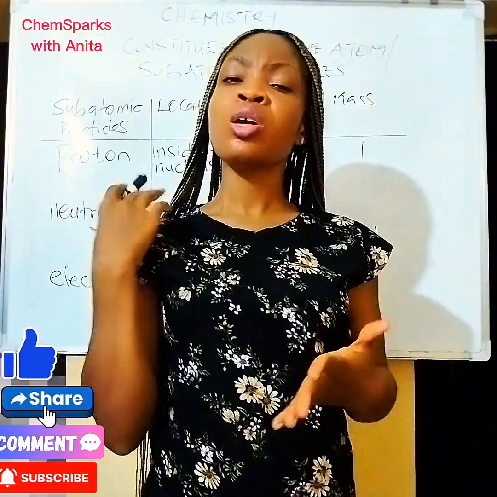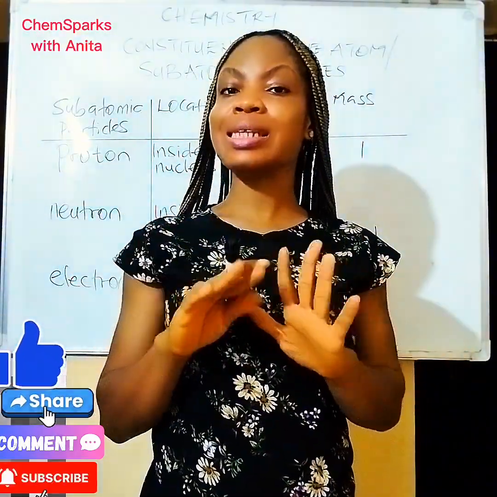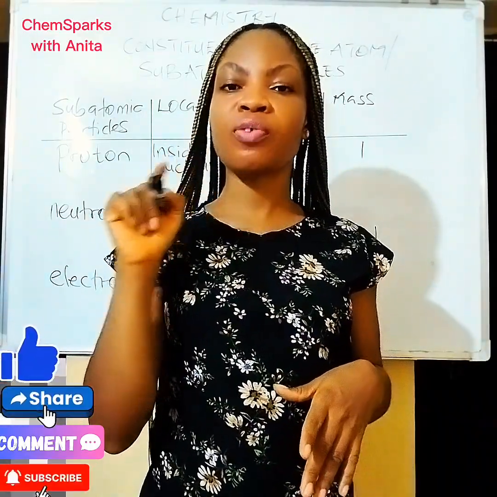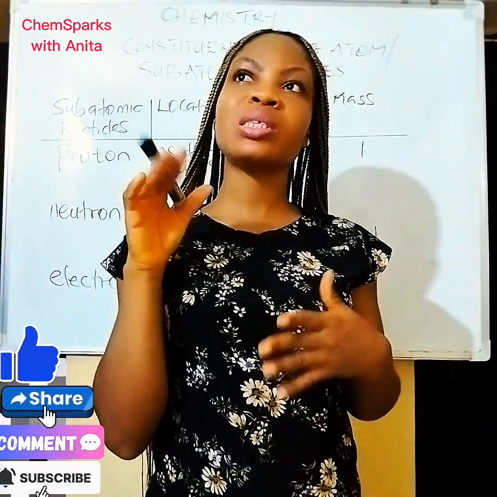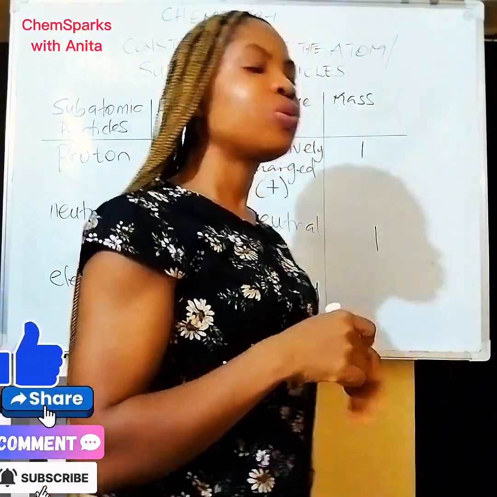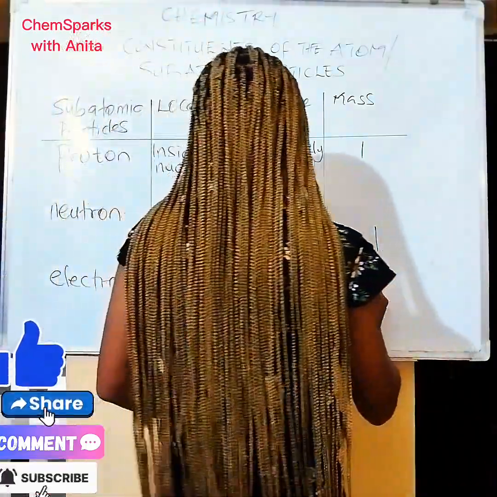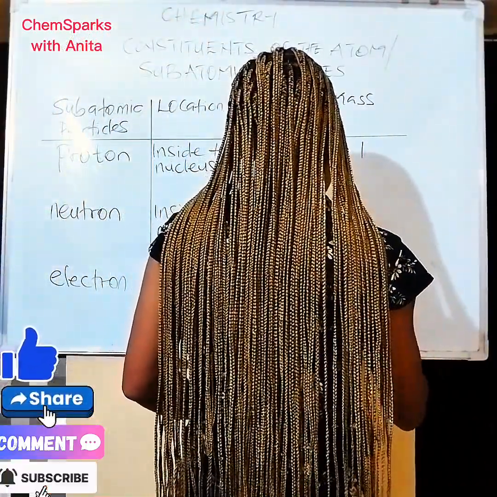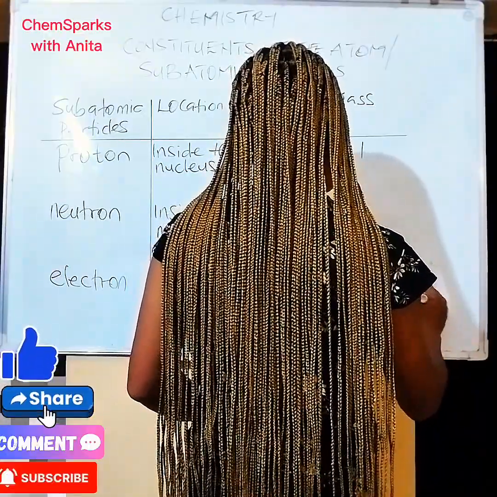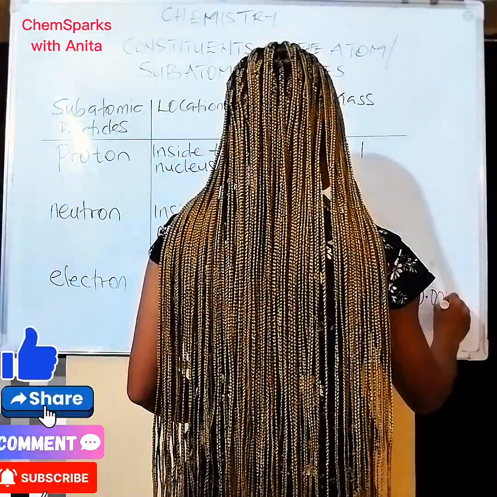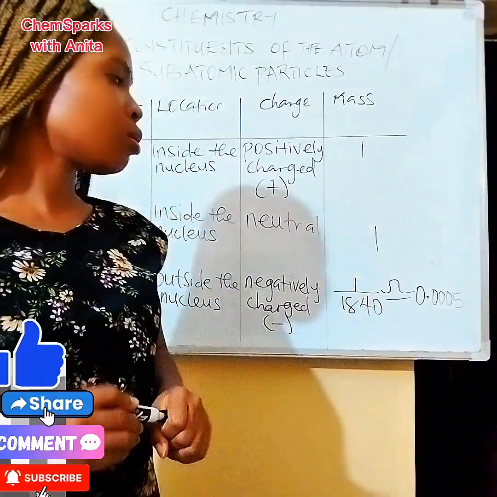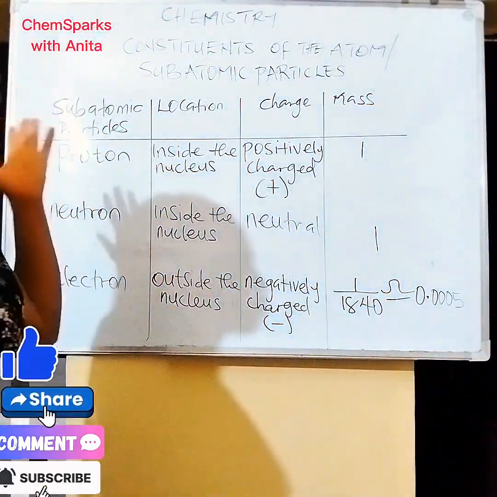1/1840. You will see some texts that will say that the mass is negligible, but I prefer to go with 1/1840. And when we divide that, I think we'll get approximately 0.0005. Okay, so the mass of the electron is 1/1840, which is approximately 0.0005.